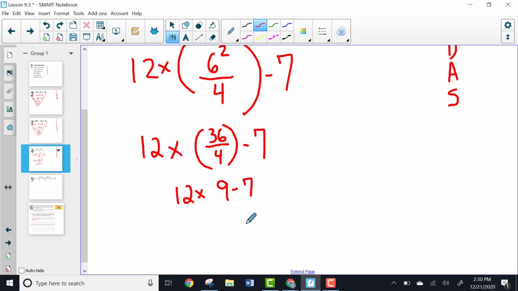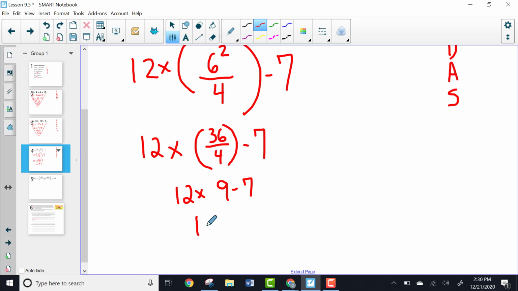All right, so thinking about order of operations, multiplication comes before subtraction. Now let's say, for example, I mix this up. I could have 9 minus 7, which gives me 2. 2 times 12 would give me 24, if I mixed up these steps. However, the real answer should be 12 times 9.